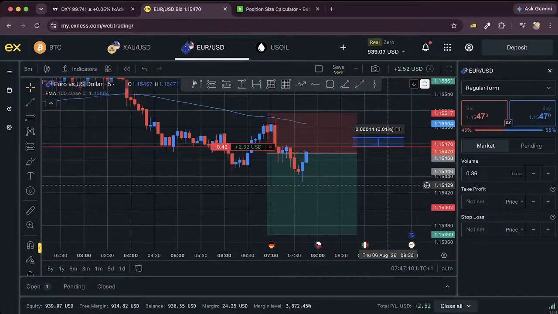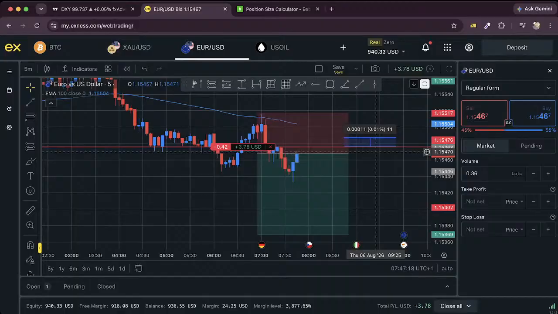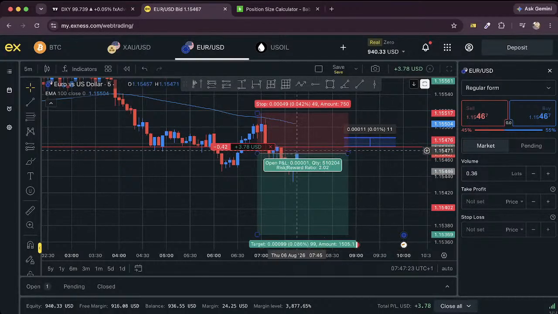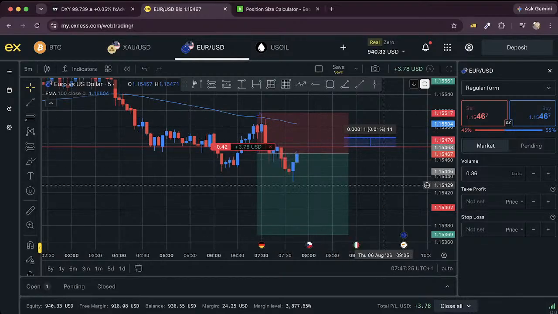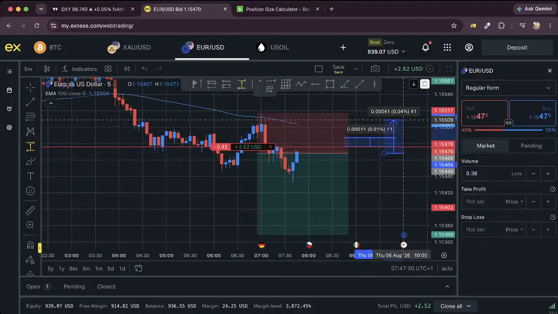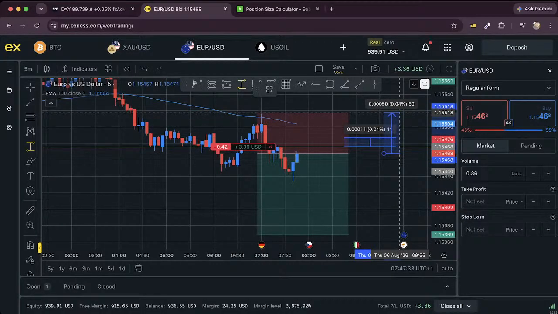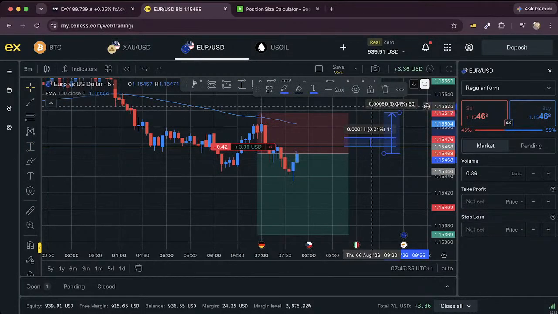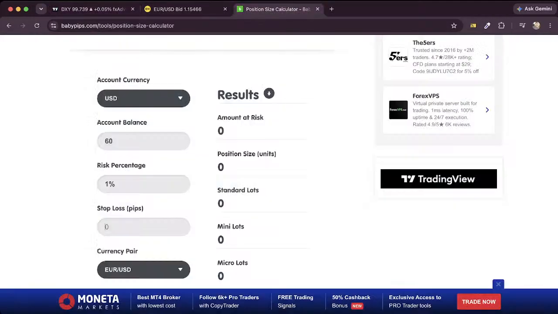In my case, that is at the top of this place. The distance of your stop loss in pips is basically this red part from the entry. The red part is the stop loss. So what you do is measure out the pips from the entry to where the stop loss is meant to be. This is about 50.